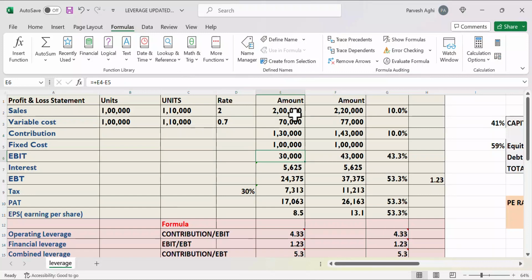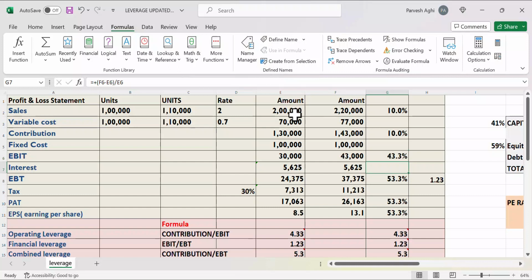So they have all the costs already incurred. They don't want to incur more, because everything is taken care of by the company. But look at the EBIT. The EBIT has grown by how much? 43%. EBIT कितना बढ़ गया? 30,000 से 43,000. Why has it happened? Because the fixed cost hasn't moved, only the variable cost has moved. So their profit has gone up by 43%.